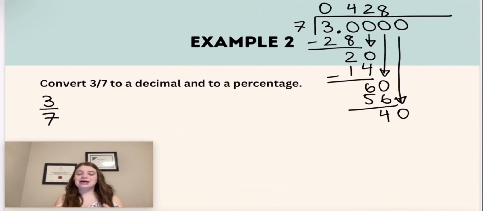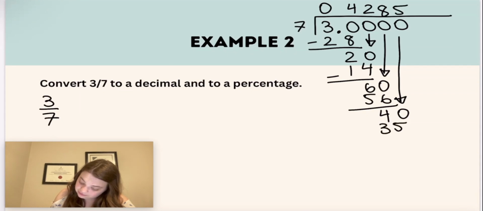Okay, so how many times does 7 go into 40? Well, let's see. 7 times 5 is 35, and that is indeed the closest we can get without passing. So I'm going to write 5 up here, and then we have 35. And then if I subtract, I'm going to get 5, and I'll just add a couple more zeros here. We'll bring down the 0 again.